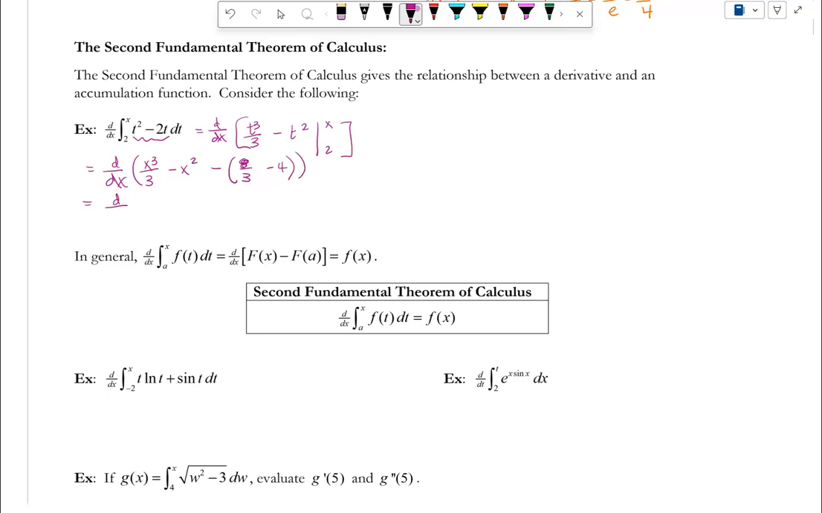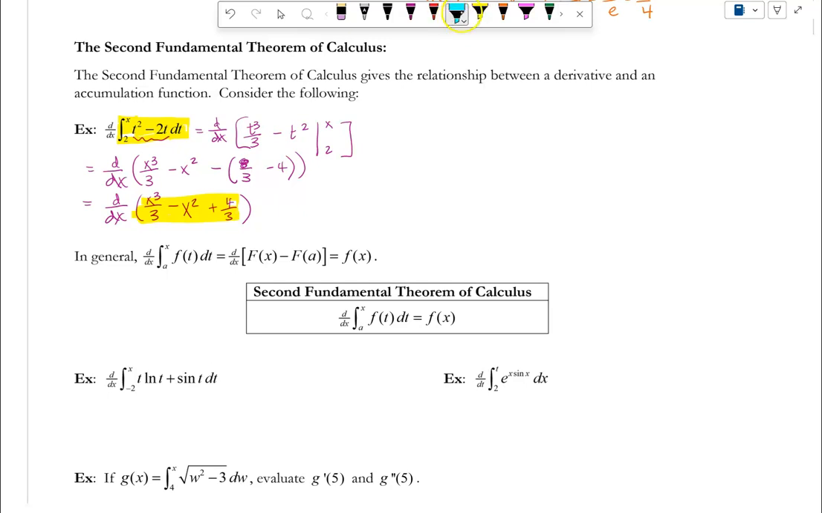So really, the thing I'm taking the derivative of, if you want to simplify it a little bit more, is x cubed over 3 minus x squared, that becomes a plus 4/3 because we have a negative 4/3 in parentheses, minus a negative is plus. So now when I go ahead and take the derivative, what I'm taking the derivative of, all of this, is my accumulation function right here.